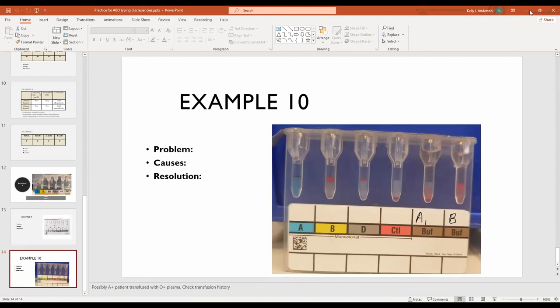You're going to have a row for immediate spin. You're going to have your AHG, and then you're going to document whatever you chose, LIS or PEG. You're going to just write that above. And then, for example, if you chose PEG, your 37-degree. If you use PEG, the only thing you can record at 37 is hemolysis. So you would record no hemolysis, no hemolysis, no hemolysis.